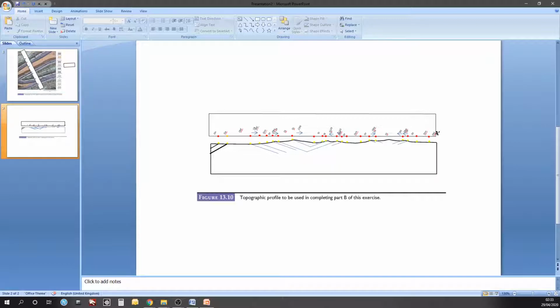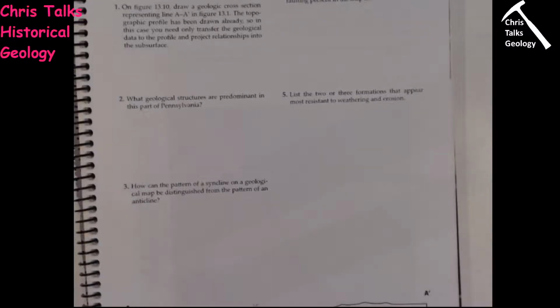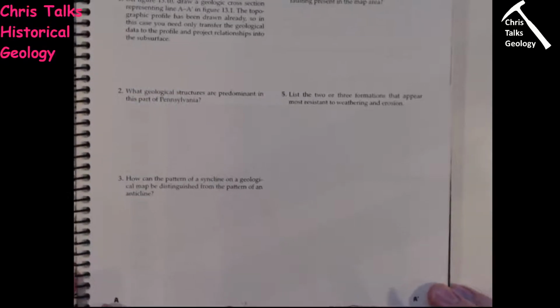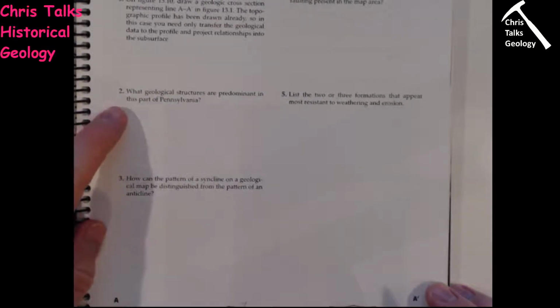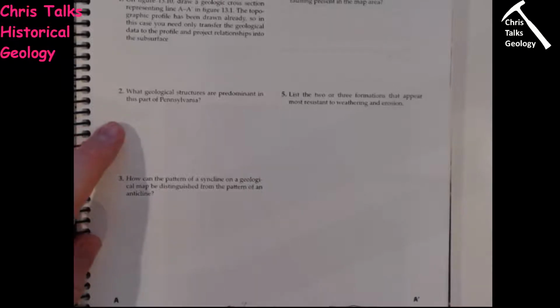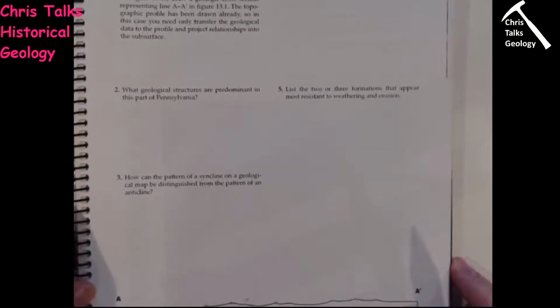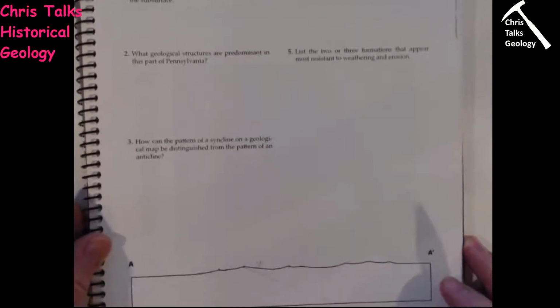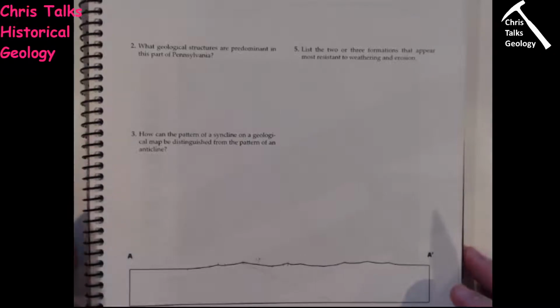So, next. We've done that. So number 2. What geological structures are predominant in this part of Pennsylvania? Well, we know from our diagram that we have 2 structures which we were just talking about a second ago. They're types of fold. So I'm not going to give you any more information than that. So how can the pattern of a syncline on a geological map be distinguished from the pattern of an anticline?